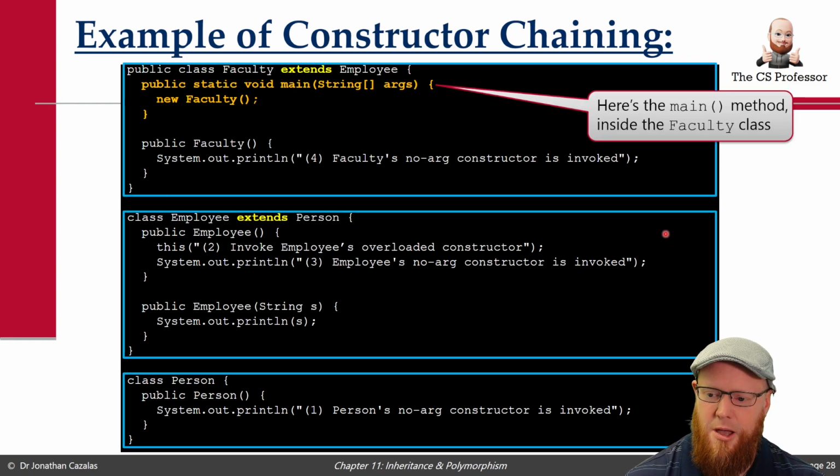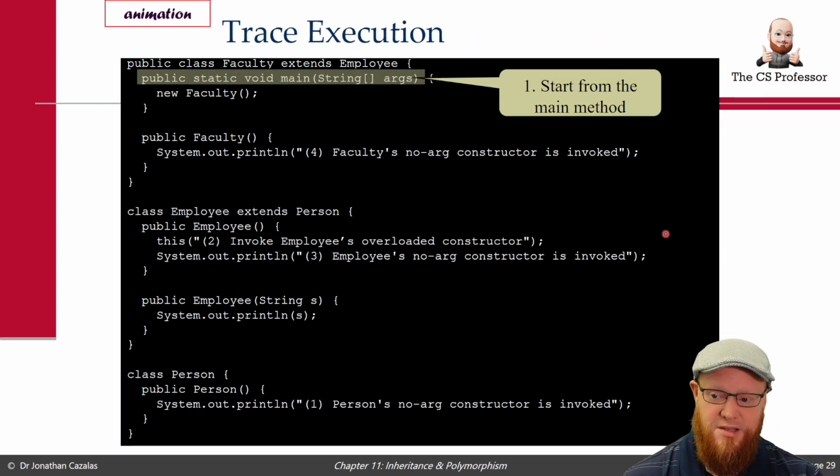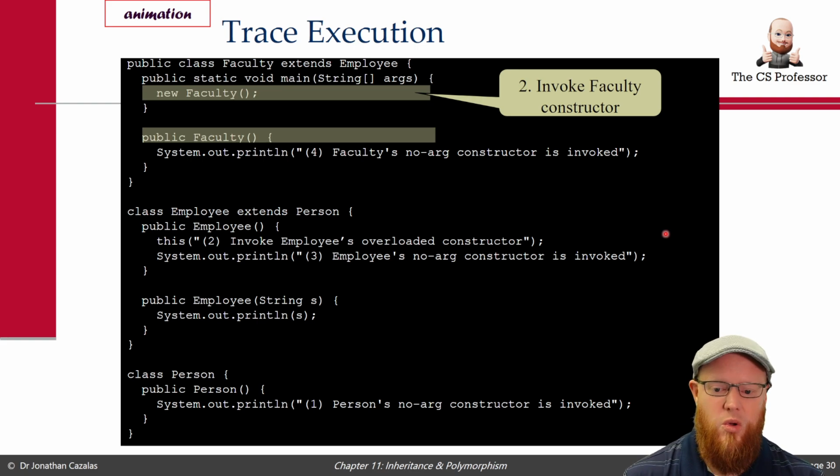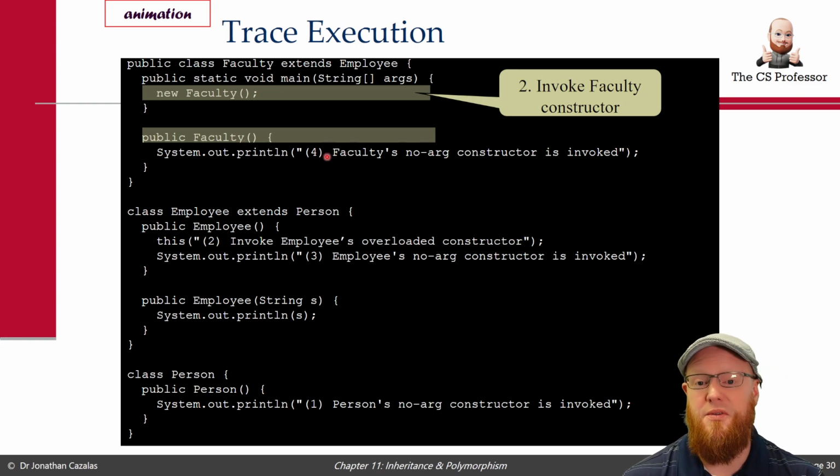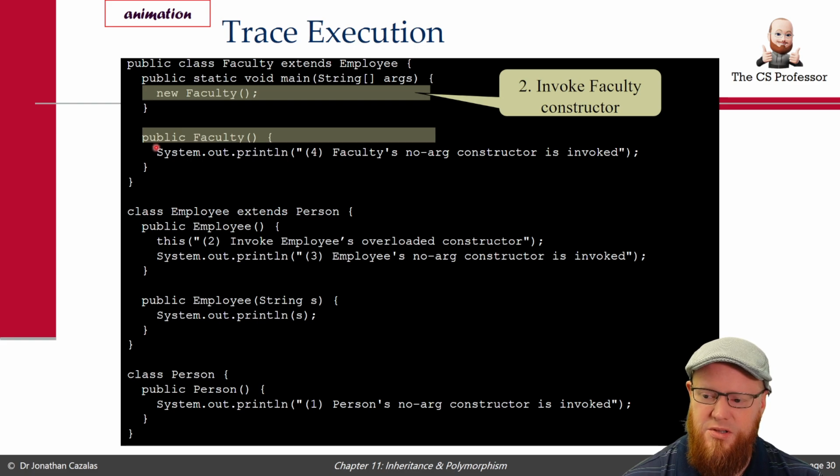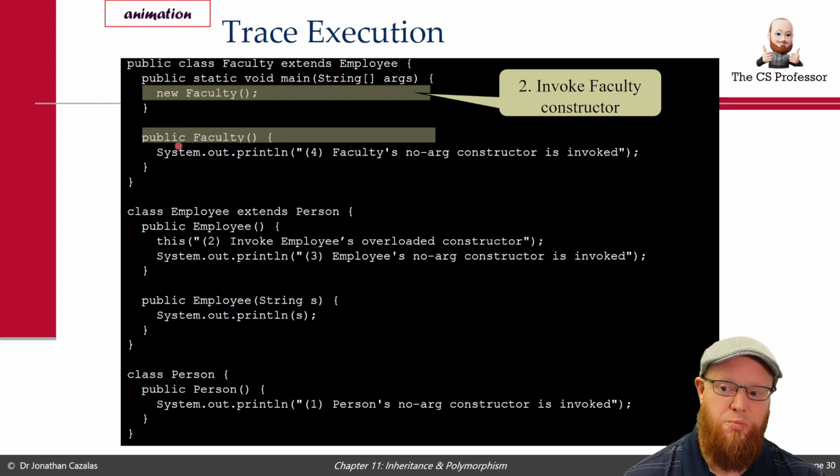Now, in this case, what is the own task of this faculty constructor? It would be to do this print statement. But before doing that print statement, what happens? Look here and see, do you see an explicit call to the superclass constructor?